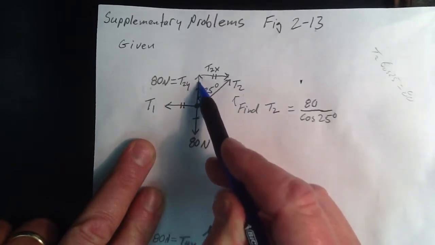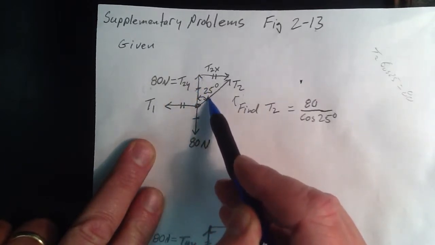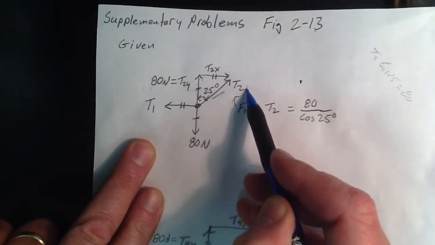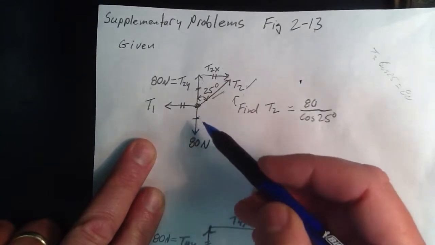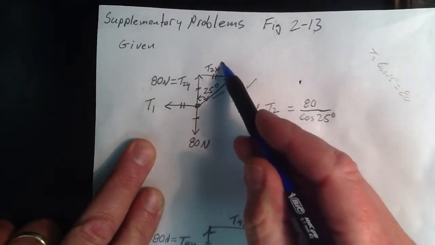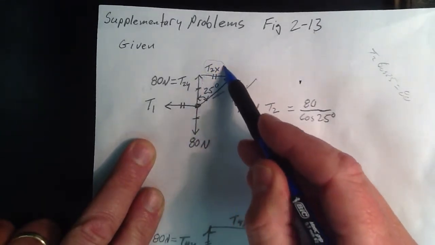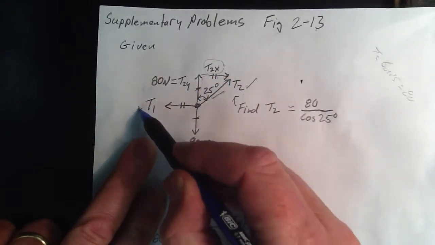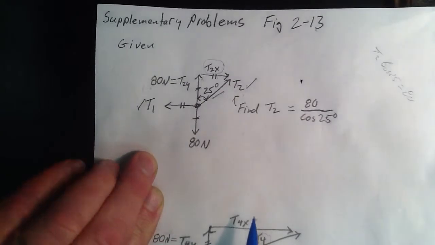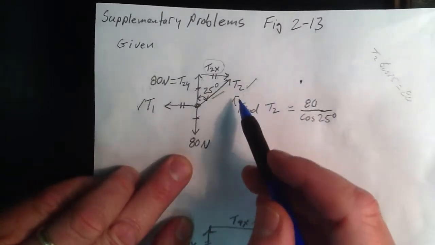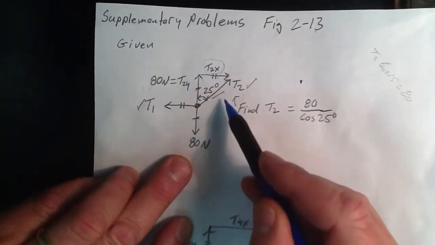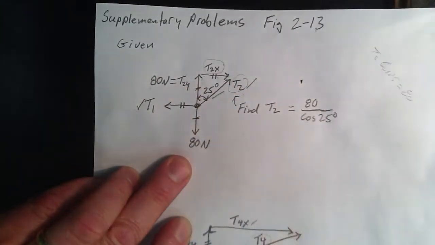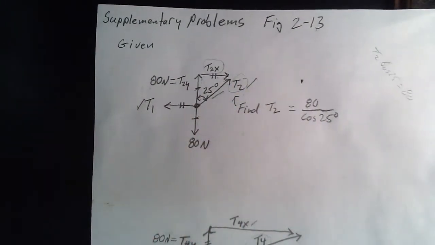So since I know this vector and I know this angle, I can do two things. I can calculate this hypotenuse, which is T2, which is what I'm looking for, and I can also get this horizontal component right here, which is going to be equal to T1. All right, so with this free body diagram and a little bit of trigonometry, I've got T1 and I got T2.